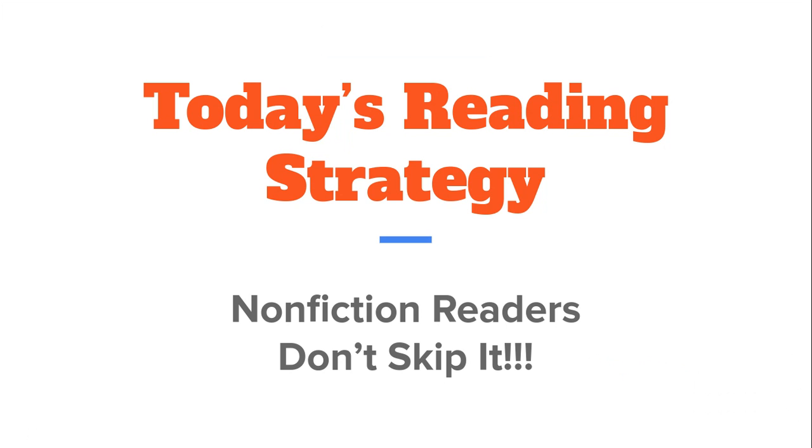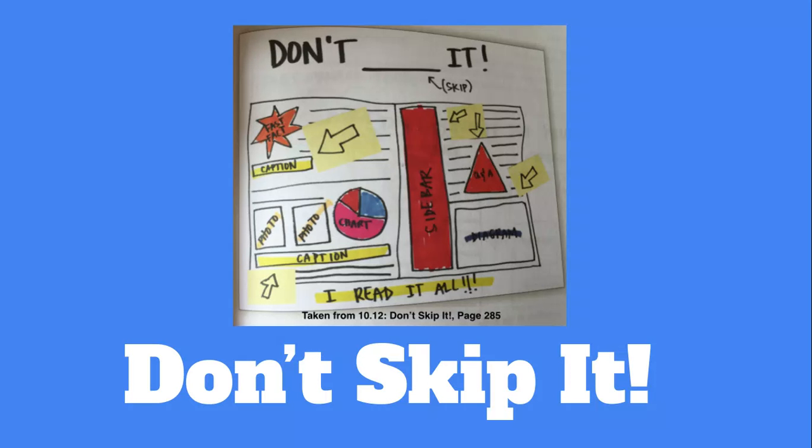So today's strategy is called Don't Skip It. When we are reading a nonfiction book, we come across a lot of different text features. We come across captions and headings and bold print and photographs and diagrams and maps, labels, all different kinds of things. And we as nonfiction readers need to make sure that we don't skip them, because the text features are going to give us a lot of information that we would miss if we skipped them. If we're just reading the text in a nonfiction book and not looking at all the other things, we're missing out on a lot of information.